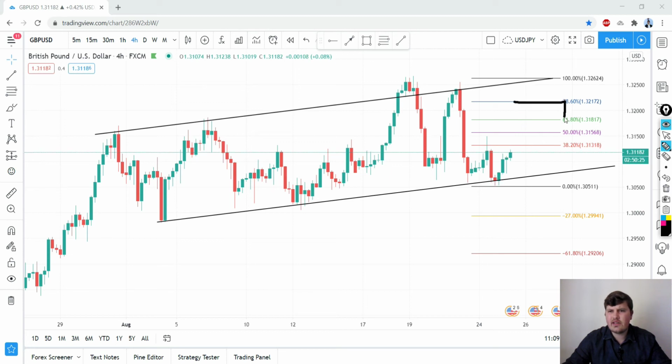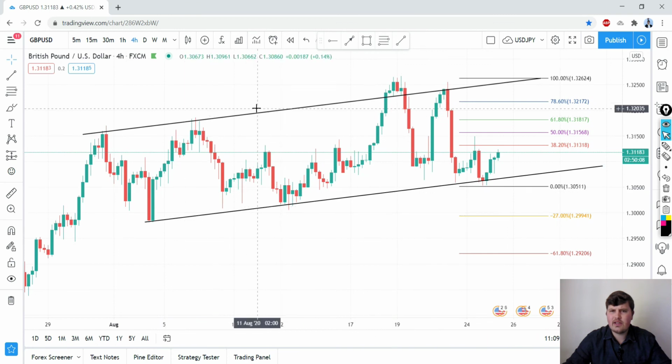or for price to test this 78.6 or 61.8 Fibonacci area, which is the 1.32 psychological level as well, and then maybe for price to continue lower. But we'll have to wait and see for a bit more clarity on this. Currently we are still in this bullish channel, so you don't want to take a trade just in the middle of this channel. Rather wait for price to give you a better picture of what it wants to do. So just in the coming few days, wait and see how price reacts for the British pound USD.